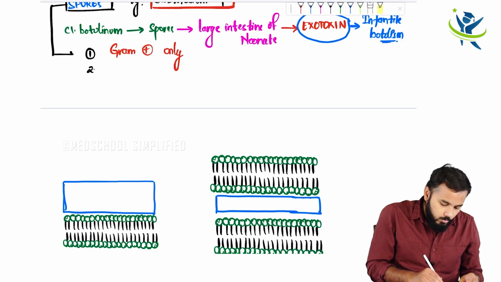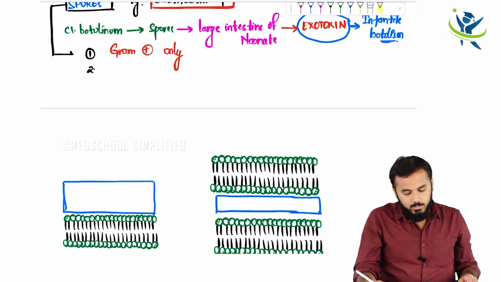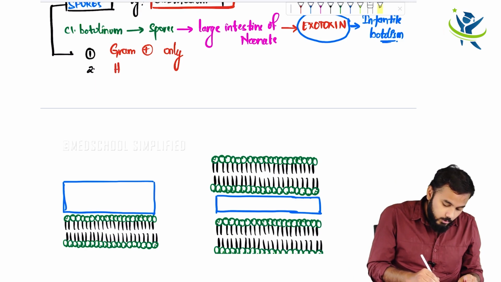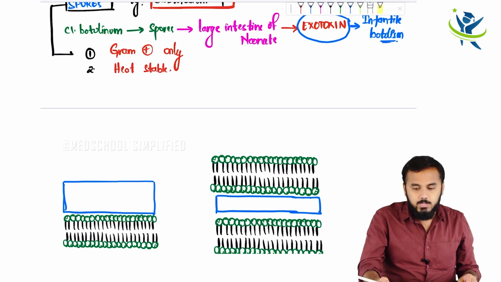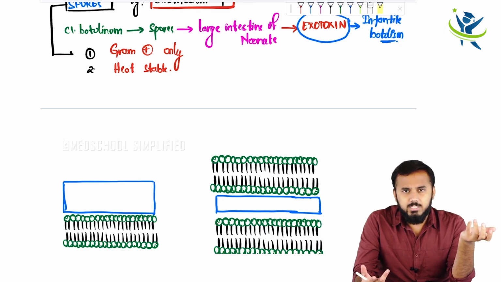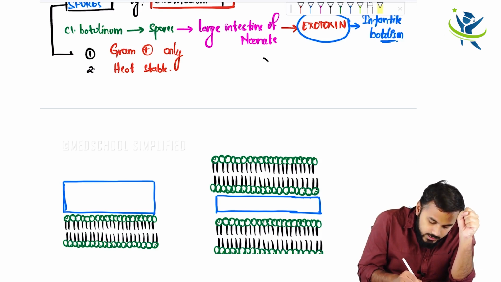Point number 2. What is the important point number 2? Are these spores heat stable? Obviously, yes. These spores are heat stable. Now you can ask me, a spore is a very minute thing, I sometimes can't even see it with my naked eye. How do you think they are heat stable? How do you think they survive even at high temperatures? The reason is, guys, if you look at the spore, let us say this is the structure of the spore.